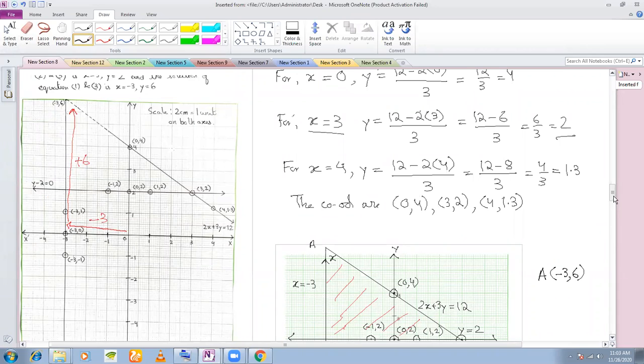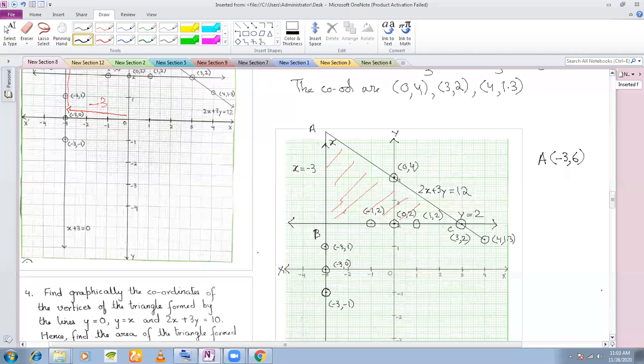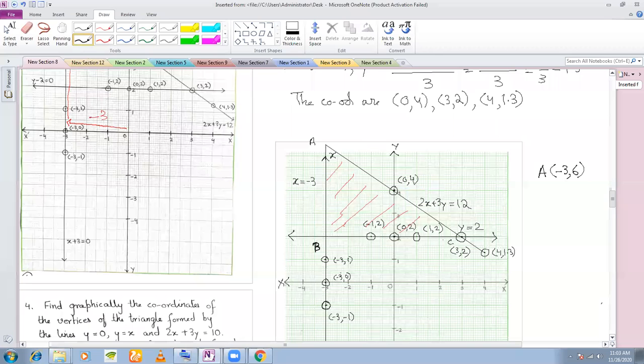Let us see what the coordinates of the other vertices are. Next, this vertex B. It is 3 units from here, in fact minus 3. And vertically, how many units are you moving? 1 unit, 2 units. You're moving plus 2 units. So the coordinates of B are minus 3, 2. Let us write it here: A is minus 3, 6. B is minus 3, 2. And you know the coordinates of C already: 3, 2. These are the 3 vertices of the triangle. So the first question is answered.